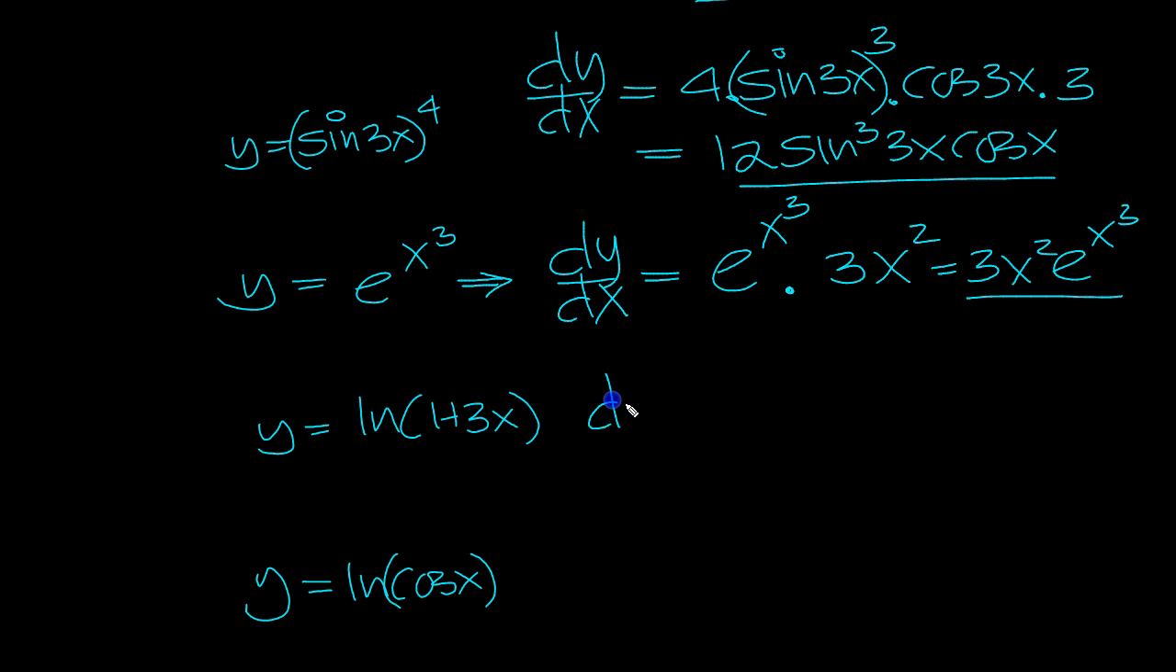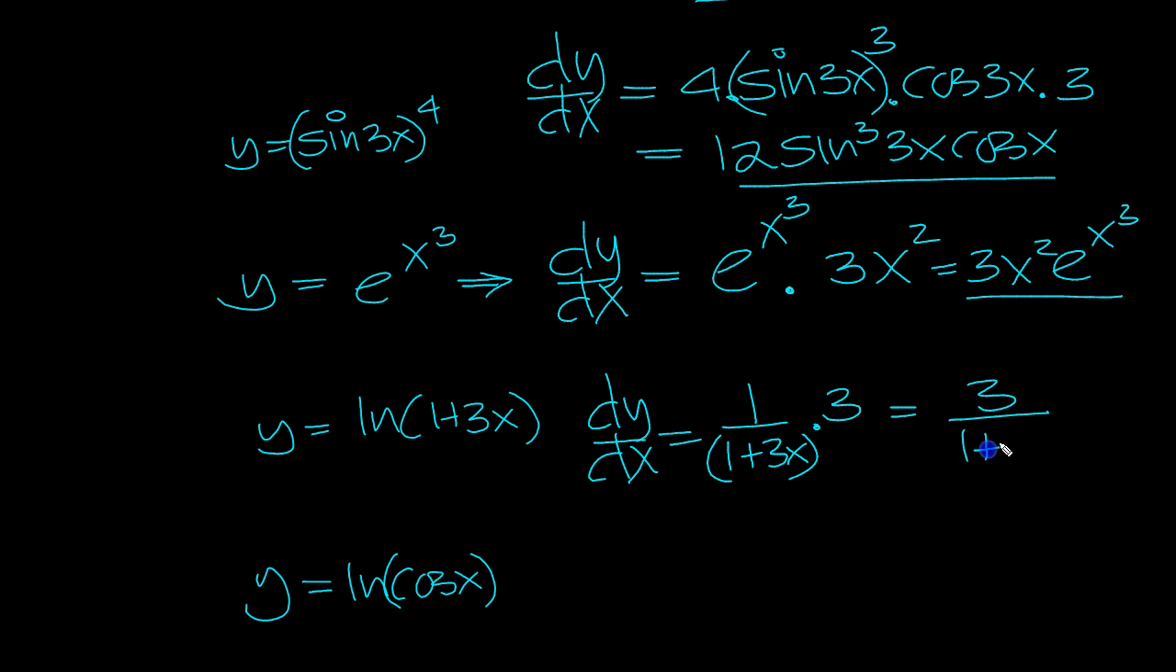Next one, dy dx. We've got log of something goes to 1 over, doesn't it? 1 plus 3x. 1 over the something multiplied by the something differentiated, 0, and this goes to 3. So we've got 3 over 1 plus 3x.